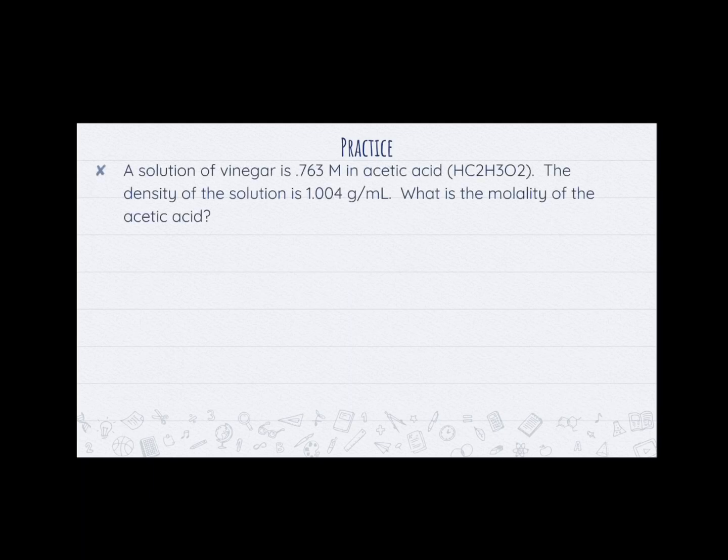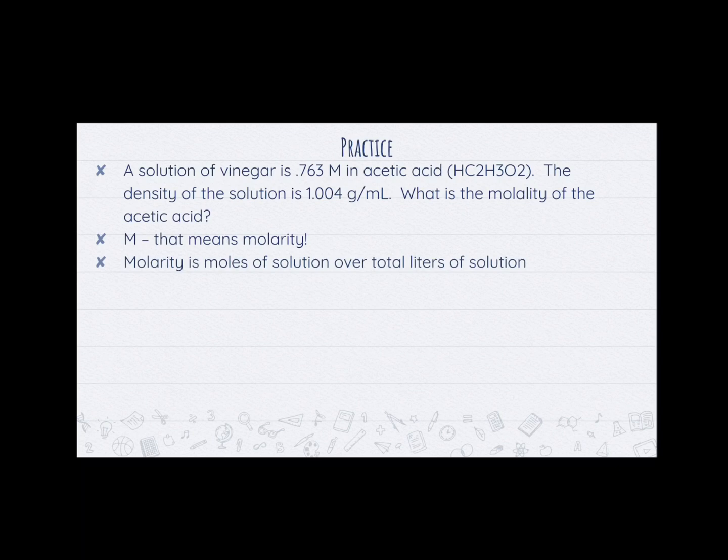Okay, a solution of vinegar is 0.763 molar in acetic acid, which there's your equation for that. The density of the solution is 1.004 grams per milliliter. What's the molality of acetic acid? So just FYI, the capital M means molarity. Molarity is moles of solute over total liters of solution. So it would look something like that.